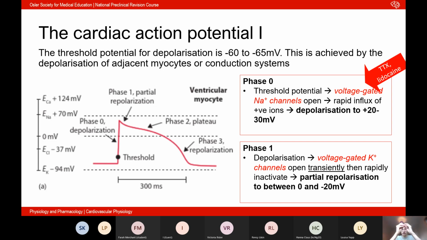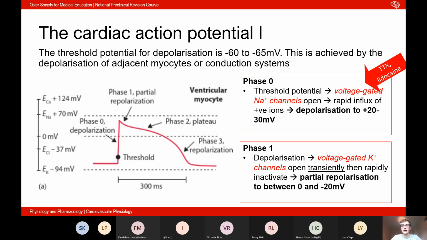That's often due to the propagation through Purkinje fibers, where adjacent cells depolarize, and that causes the next cell along to reach its threshold potential, and that's how it propagates through the heart. But at this threshold, we get the opening of voltage-gated sodium channels, a rapid influx of positive sodium ions, and the myocardium depolarizes. I've added in red here some drugs or pharmacological compounds that we can use to inhibit these channels, because that's a question that they love to ask in the exam. So TTX and lidocaine block the voltage-gated sodium channel.